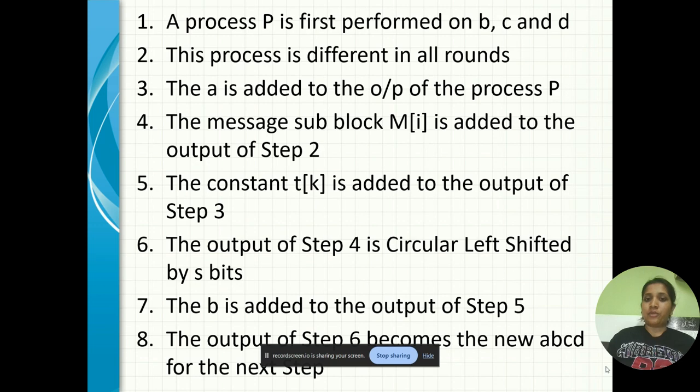A is added to the output of the process P. The message subblock M[i] is added to the output of step 2. The constant T[k] is added to the output of step 3. The output of step 4 is circular left shifted by S bits. Then B is added to the output of step 5. The output of step 6 becomes the new ABCD for the next step.